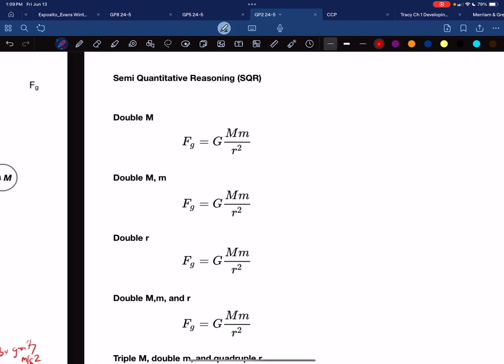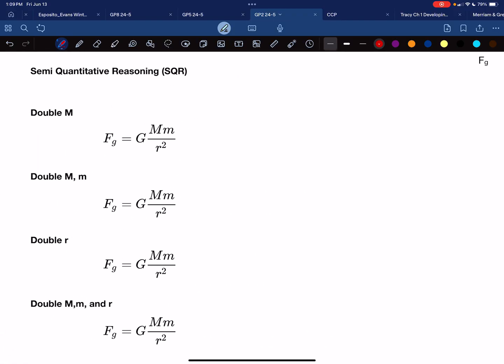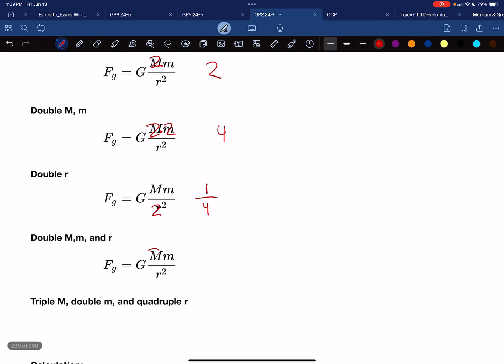All right, so what would happen in some different cases here? If we doubled the mass of an object, well, that would become 2, so the force of gravity would become 2. What if we doubled both? Well, in the numerator, 2 times 2 would be 4 times as much gravity. What if we doubled r? Well, that would be over 4, or 1/4 as large. What if we doubled m, little m, and r? Well, that would be 4 on top and 4 on bottom, or it would be the same size.